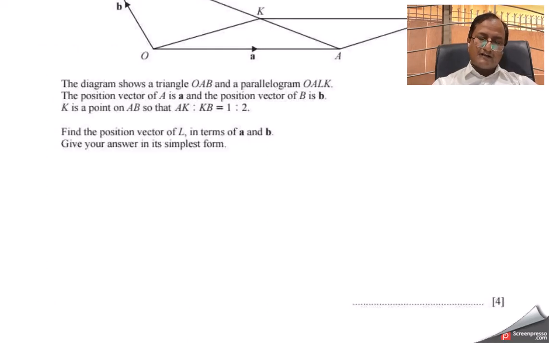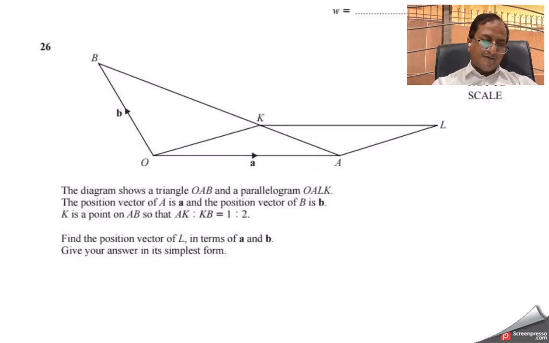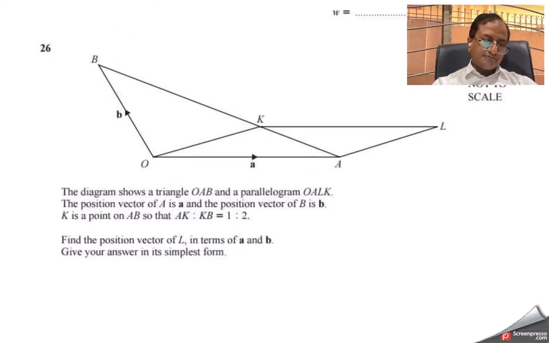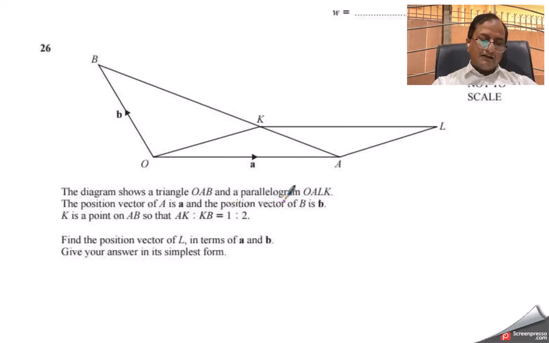The next question is very easy, you can solve it. Now in the diagram they show the triangle OAB and the parallelogram OAB, and the parallelogram OAL and K. This one is the parallelogram, for example.